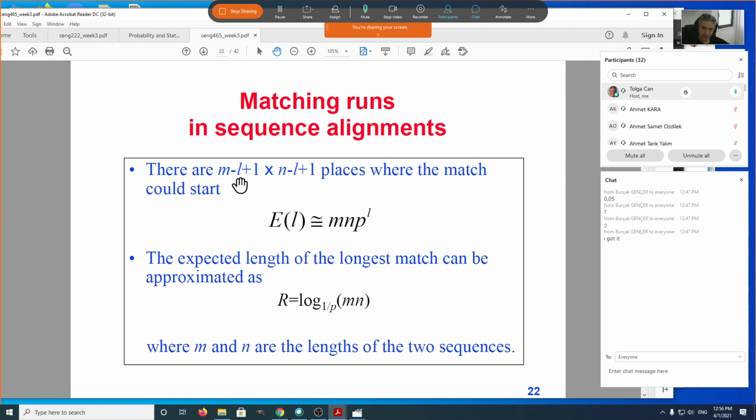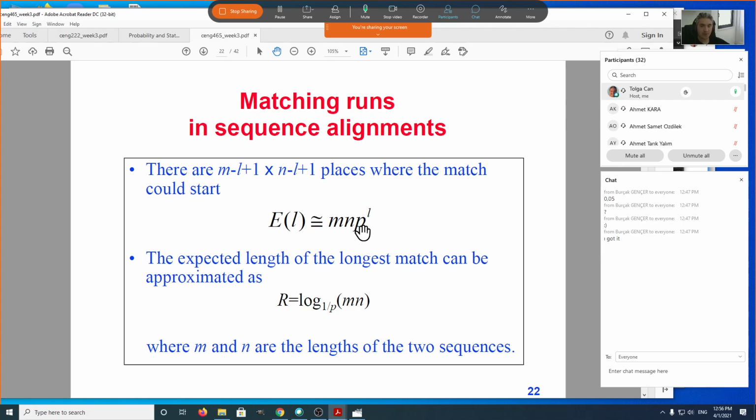As I said, the actual number of places where the match could start is m minus L plus 1 times n minus L plus 1, but it's roughly approximately this. We can also make this product equal to m times n. When m and n are large and the matching run itself is small, like 8, we can actually ignore this and roughly make it equal.